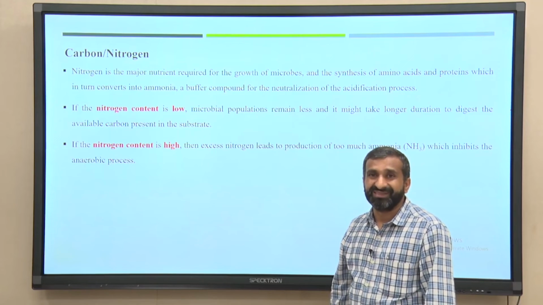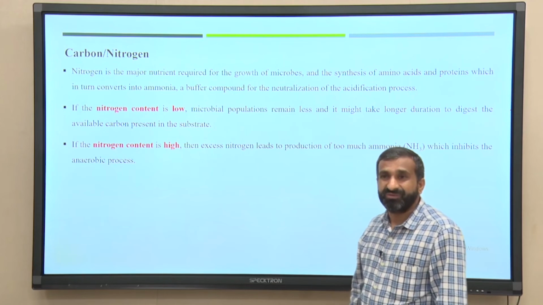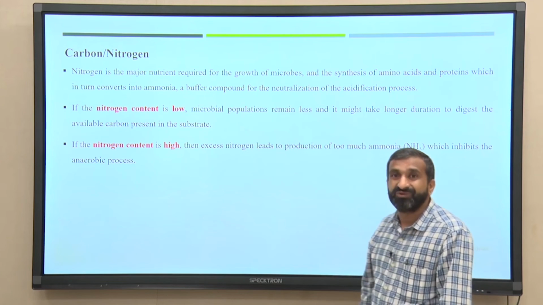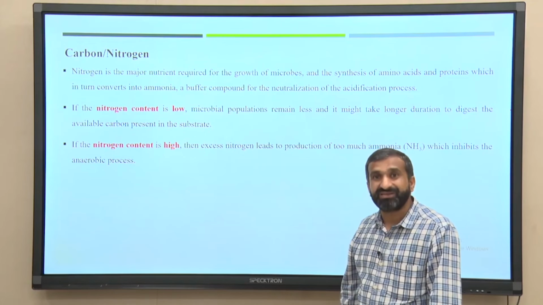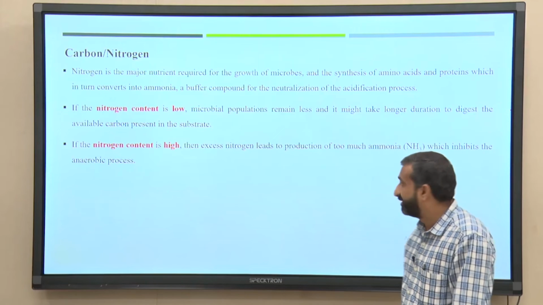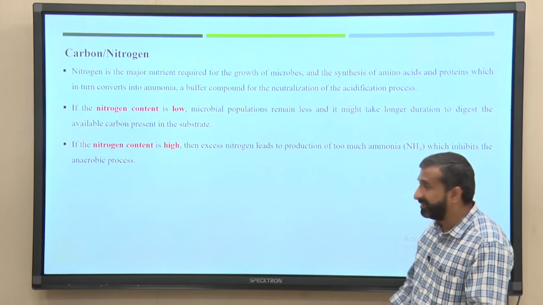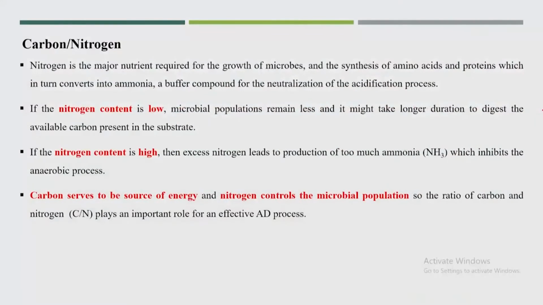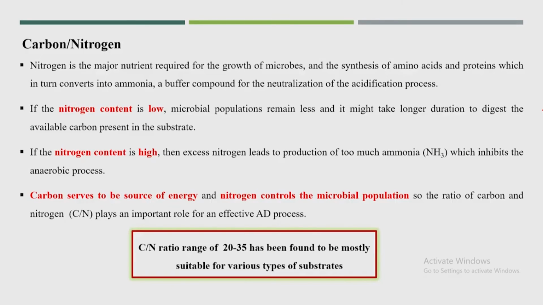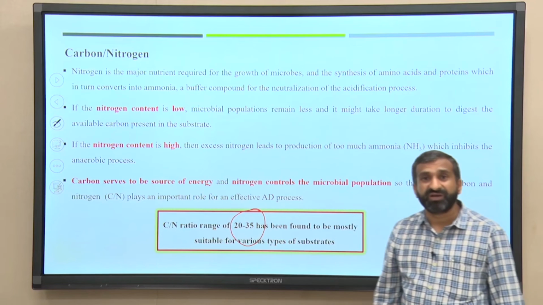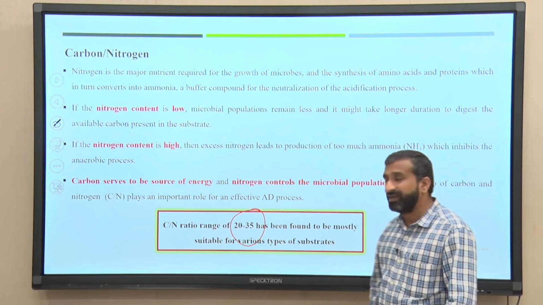If you have more nitrogen, so ammonia production could be possible. Although this ammonia is good for production to get more alkalinity, if it is produced in excess, that is also problematic. The carbon serves as a source of energy and nitrogen controls the microbial population. So, the ratio of carbon to nitrogen is very important in the anaerobic digestion process. So, it is suggested that 20 to 30 is the best or optimum carbon to nitrogen ratio for the anaerobic digestion process.